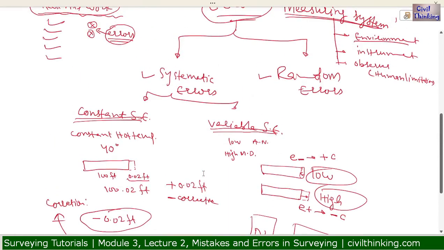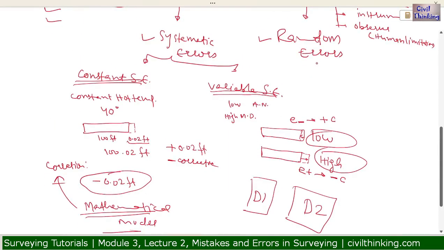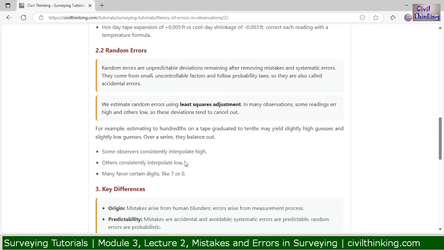But we have another kind of errors, random errors, and here you cannot build a mathematical model, because this is more probabilistic. There is no fixed method to correct random errors. Rather, it depends on probability and statistics. So let us read more about random errors.